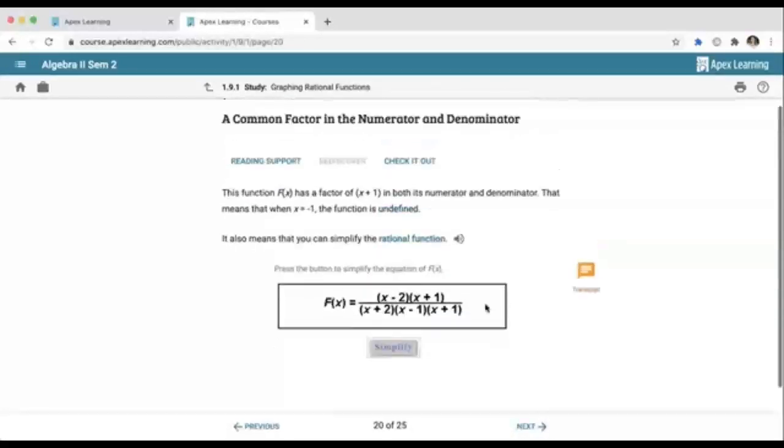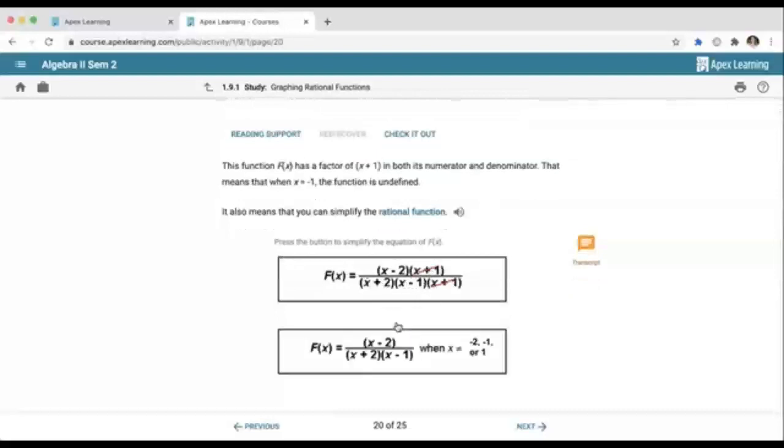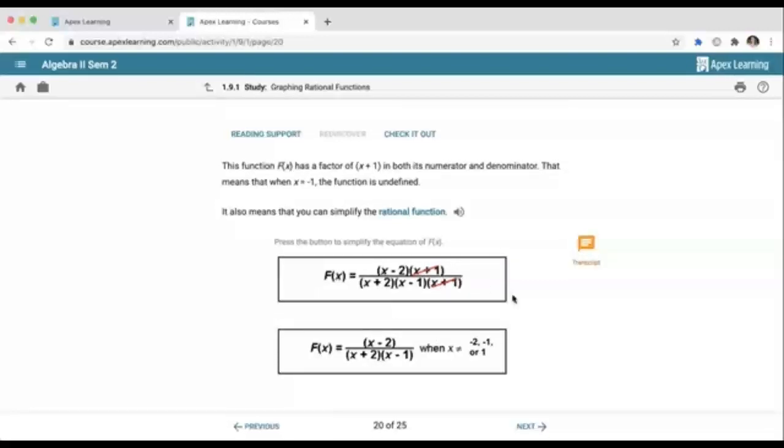All right, so then looking at our similar factors, we obviously have an x plus 1 on top and bottom. So we can cross those out, and we can say this is our function when x doesn't equal any of those three values. So even though we might simplify our product, we still can't have x equal to -1, because we have to look back at our original expression.